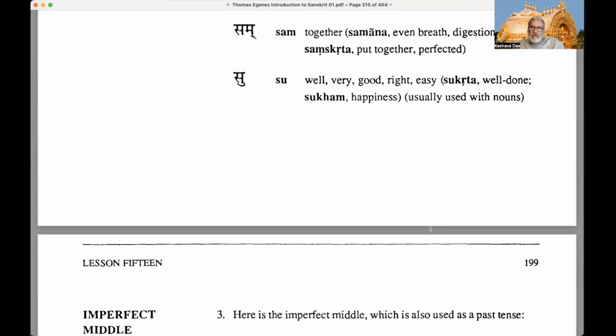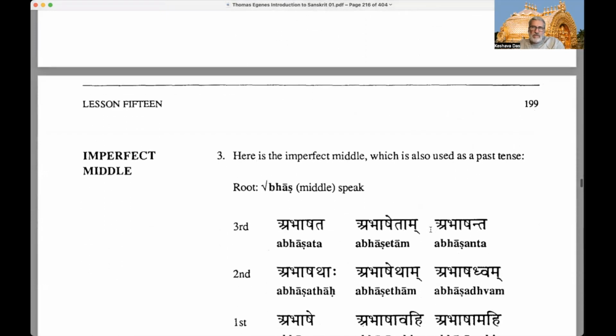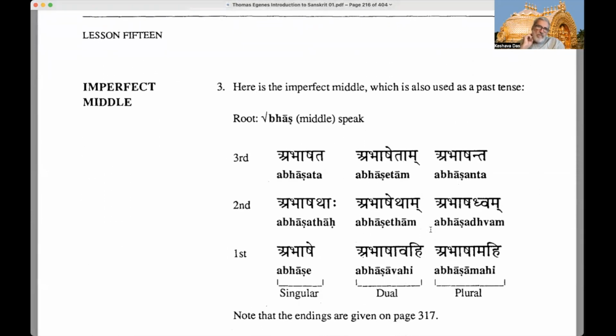Sukham, happiness, as opposed to Dus and Kam, Dukam, which means unhappiness. And usually Su is used with nouns and not with verbs. So that's interesting. So that's all about upasargas. Now, let's have a look at the third part of the grammar here, which is the imperfect tense.